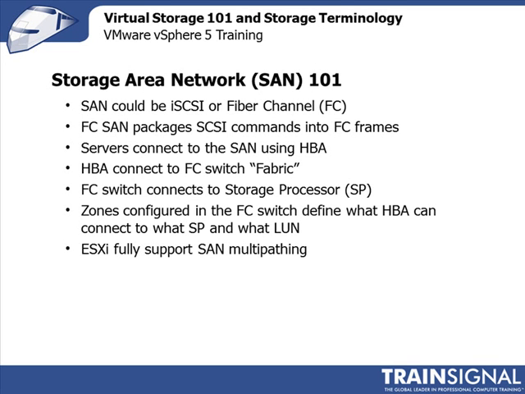And then you have ESXi, which fully supports SAN multipathing, which means you can have more than one path to the storage, and that's another advantage of Fiber Channel SAN. Even though you can do it with iSCSI and NFS, it's not as resilient as it is with Fiber Channel, where you have more than one path to your storage.